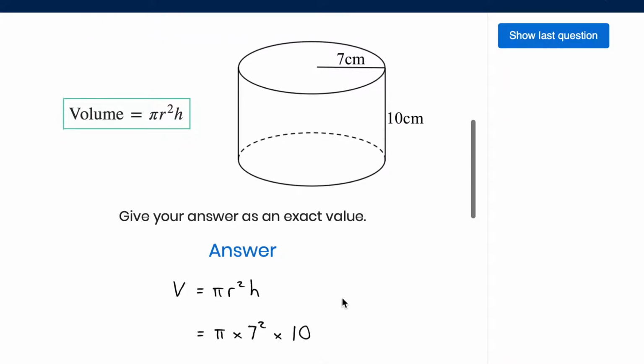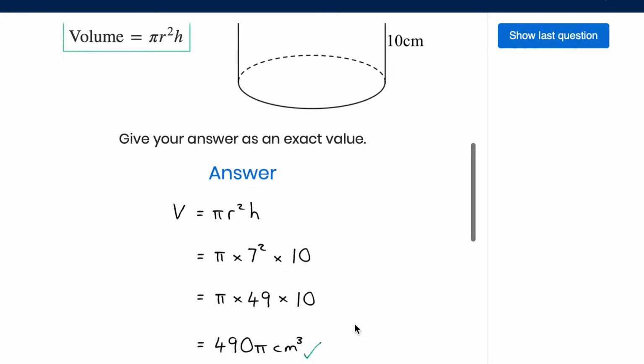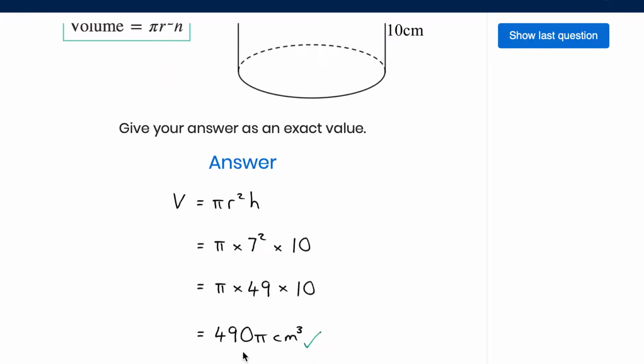Now, 7 squared is equal to 49 because 7 squared is 7 times 7, which comes to 49. So the second line becomes pi times 49 times 10. And then lastly, the final answer is 490 pi centimeters cubed. And that's because 49 times 10 is 490.